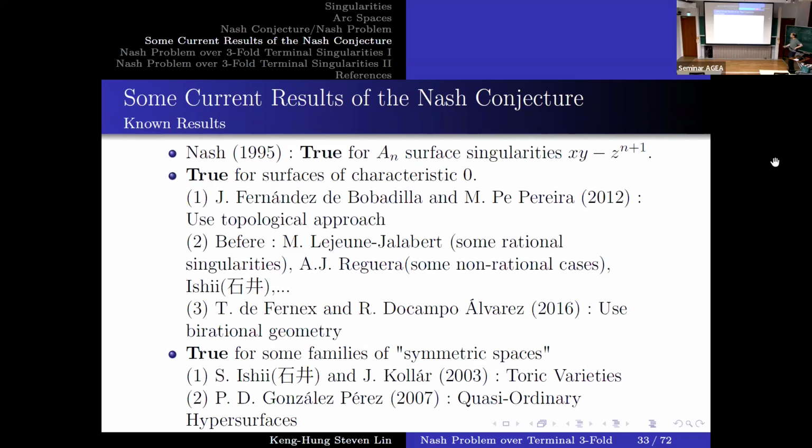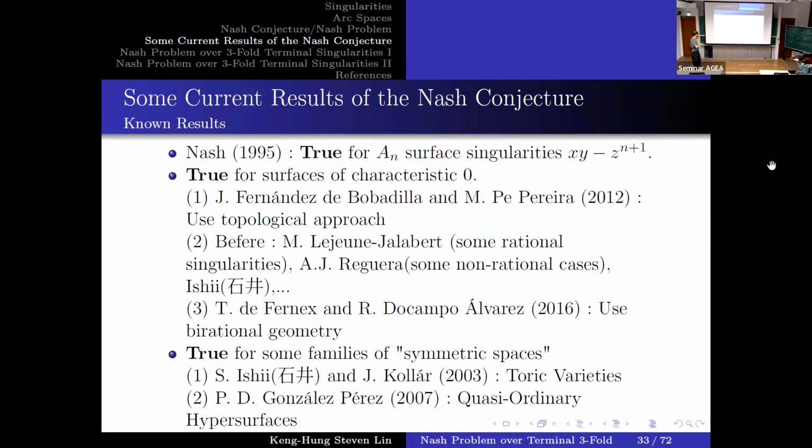And it is also true for a bunch of examples. For example, Bobadilla and Pe Pereira proved that if you have an arbitrary surface singularity in characteristic 0, the Nash map is always surjective. This is published in the Annals of Mathematics. And we have other mathematicians, Lejeune-Jalabert, Reguera, and Ishii, who provide a bunch of examples where the Nash map is surjective.